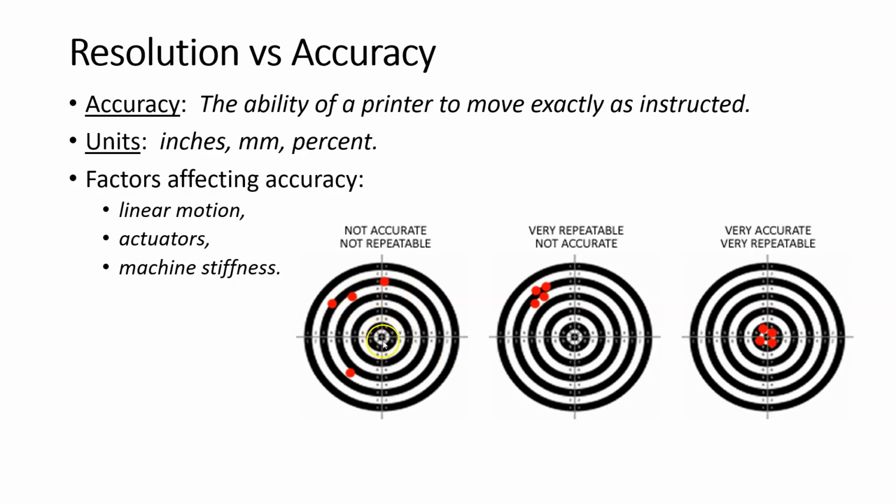Remember, we're aiming for the bullseye, so the process data points are kind of all over the place, and it's not repeatable. That is to say, they're not clumping. Okay, so we need both in terms of the operation of a 3D printer. In the middle figure, we see an example of a 3D printer or a process that is repeatable. Okay, so we're getting clumping.